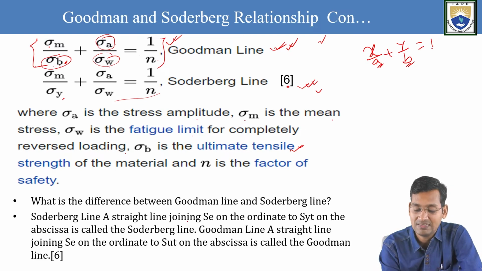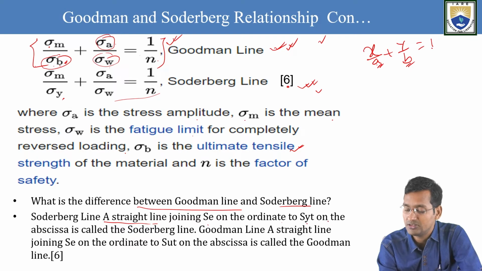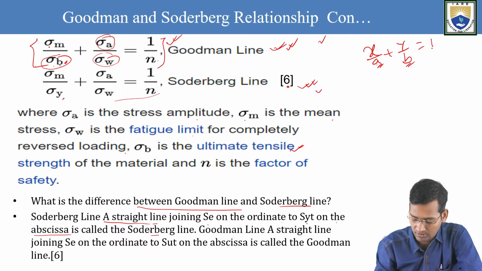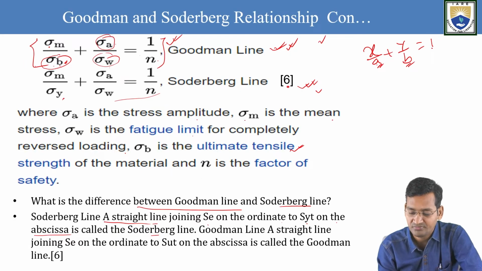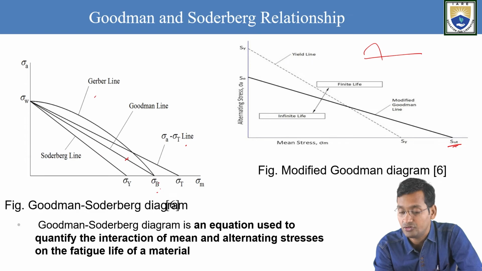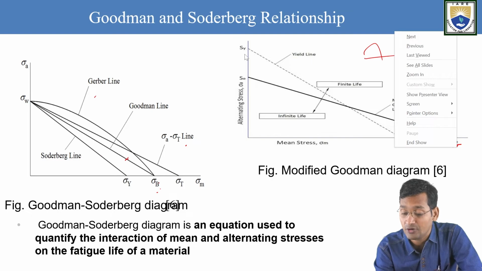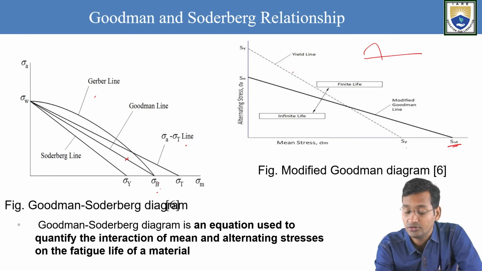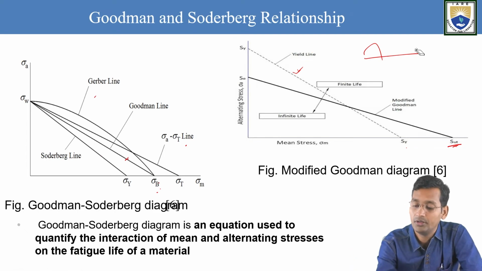Now, the difference between Goodman and Soderberg. Just now we had seen what that is. The Soderberg line is the straight line joining SE on the ordinate to SYT on the abscissa, so just here, this one. Now the Goodman line is the straight line joining SE on the ordinate to SUT. SUT is the ultimate stress here. So this is the Goodman line, and this is SY, and this is the Soderberg line. Clear?